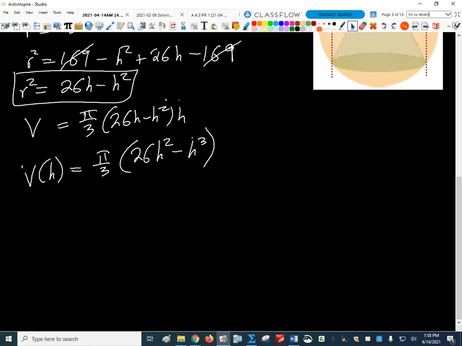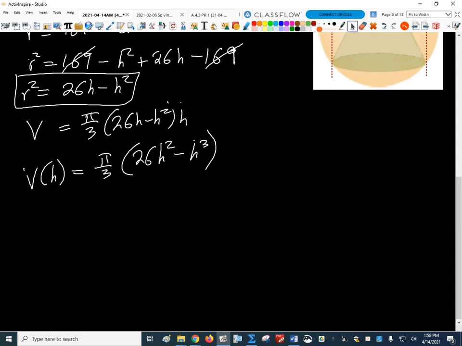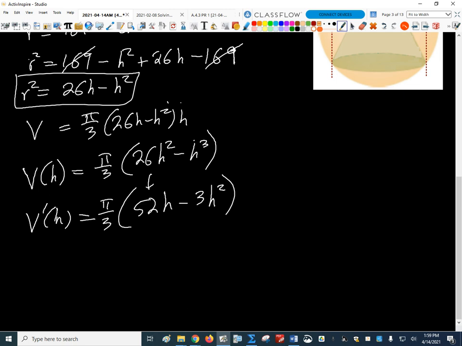No, we didn't. This isn't a derivative. This is just our function, right? So we've got our volume function. I thought that was a derivative for a second. Then we've got our first derivative. We'll just leave that pi thirds out front and just differentiate term by term. And we're going to get a 52h minus 3h squared.